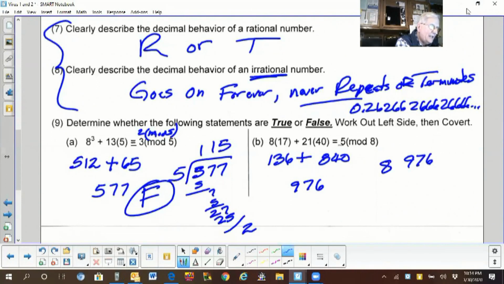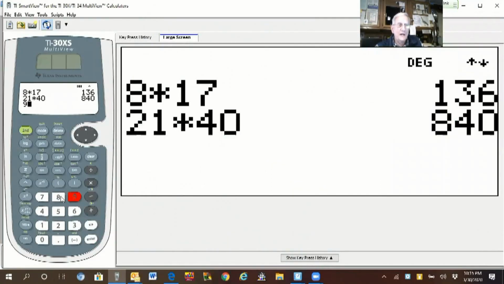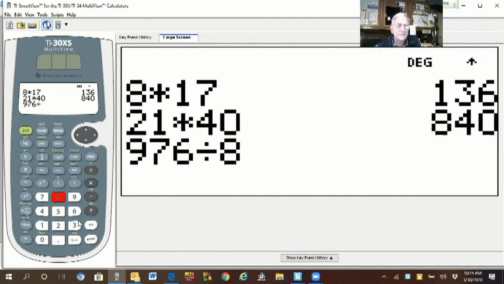I'm going to take 976 and divide it by 8, and I obtain 122. Whoa, look at that. It came out even. Now, if it comes out even, what's that telling me? There's no remainder, right? So since there's no remainder, the answer for this problem would be what? It would be 0, okay?